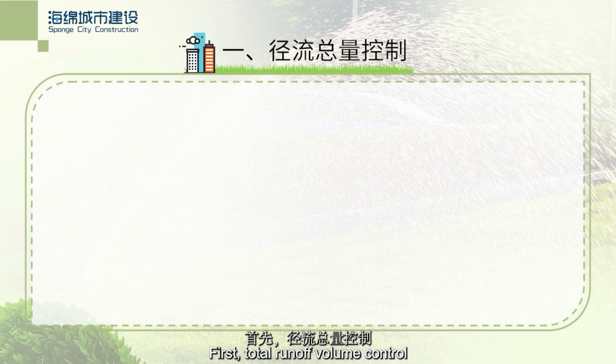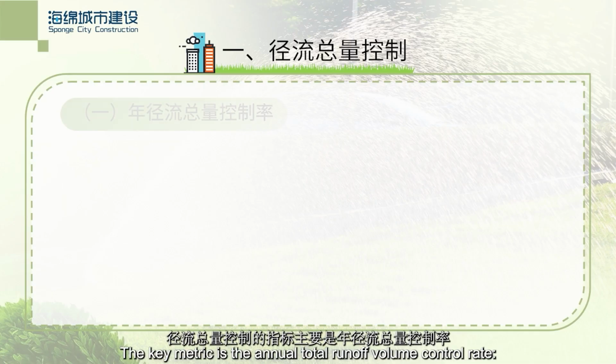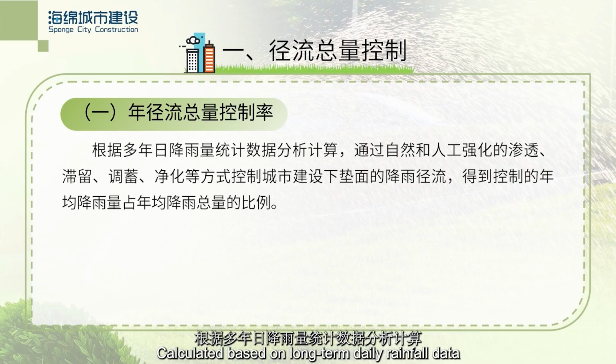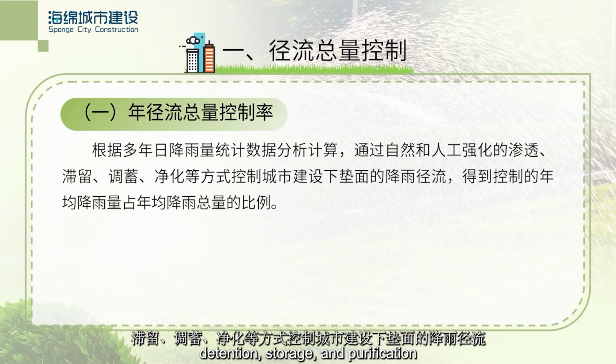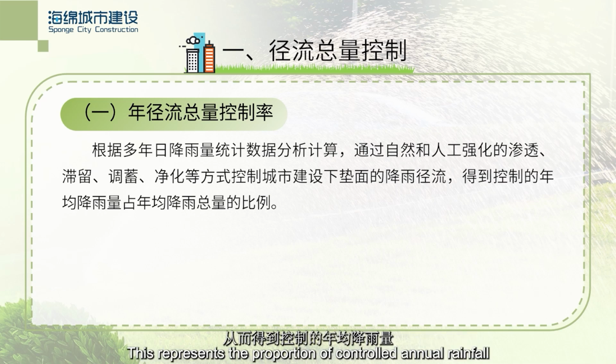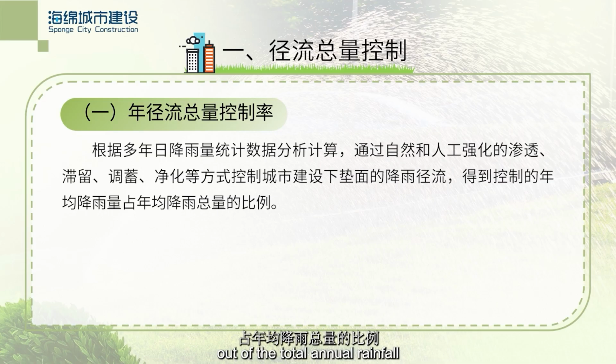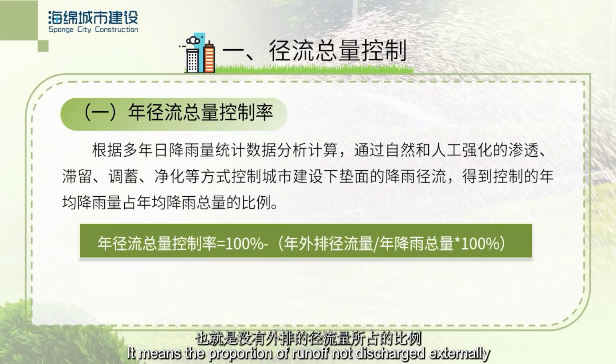First, total runoff volume control. The key metric is the annual total runoff volume control rate, calculated based on long-term daily rainfall data. Urban surface runoff can be controlled through enhanced natural infiltration, detention, storage, and purification. This represents the proportion of controlled annual rainfall out of the total annual rainfall. It means the proportion of runoff not discharged externally.